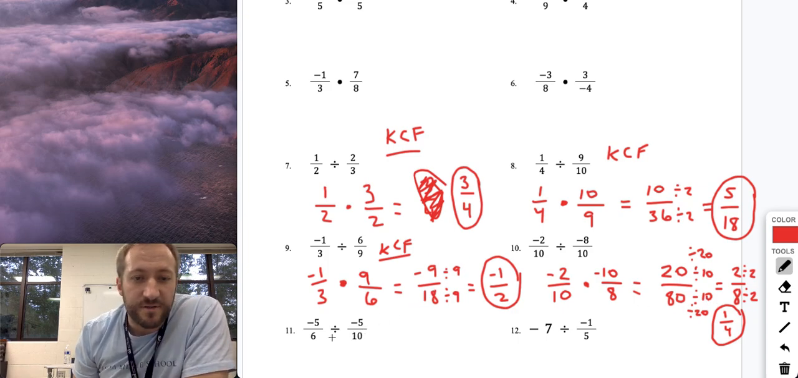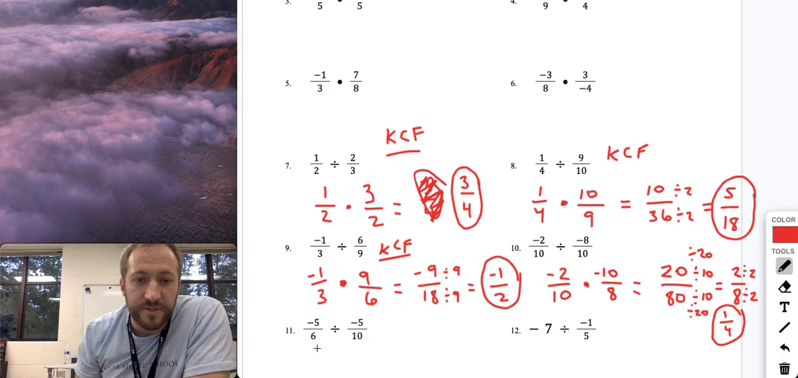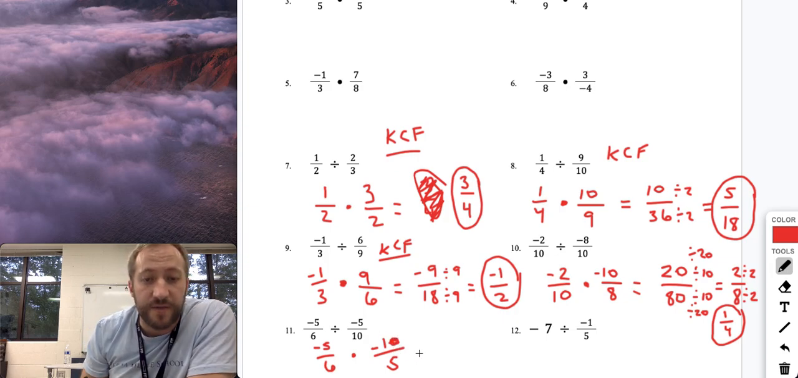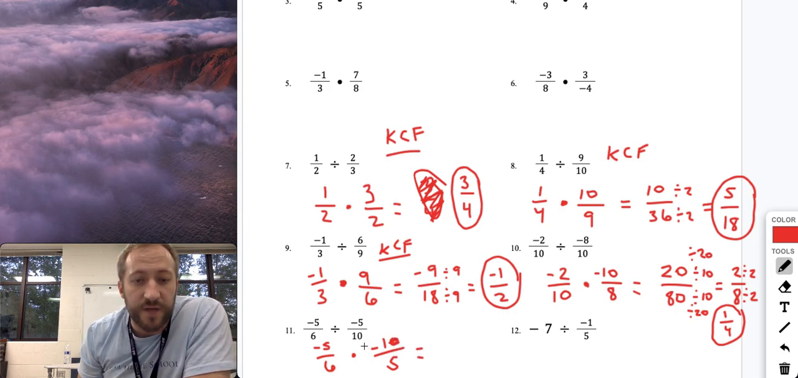Let's look at this last one. Another division problem. So negative 5/6, I'll keep it the same. Division becomes multiplication, and I'll flip the second fraction. I don't get rid of the negative. I don't change the sign. All I'm doing is finding the reciprocal. So I'm putting the denominator up top and the numerator down below. So let me go ahead and multiply. Negative 5 times negative 10 is 50. 6 times 5 is 30.